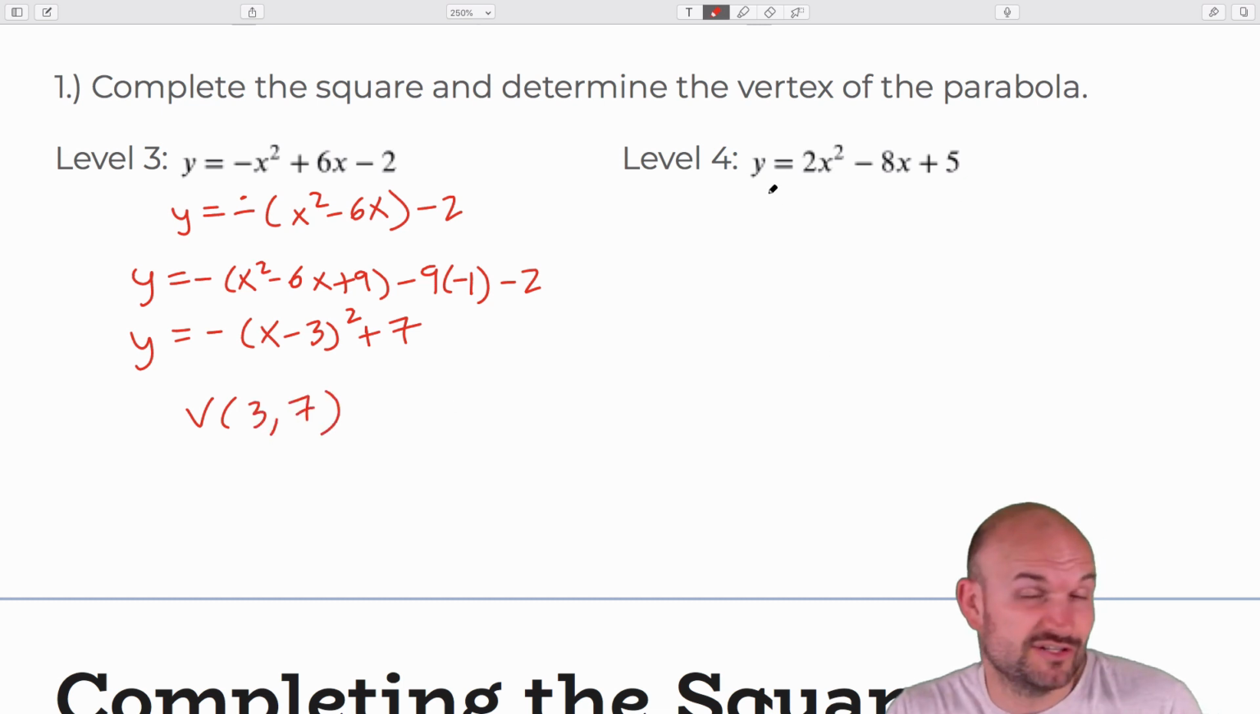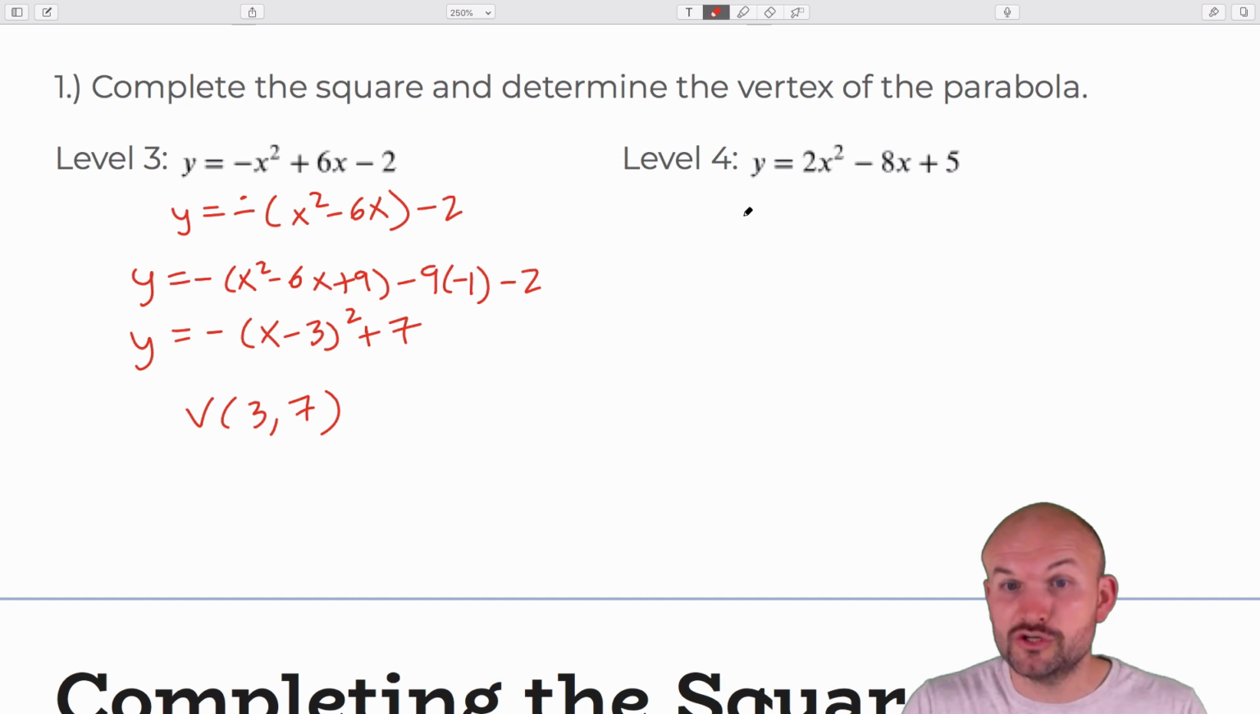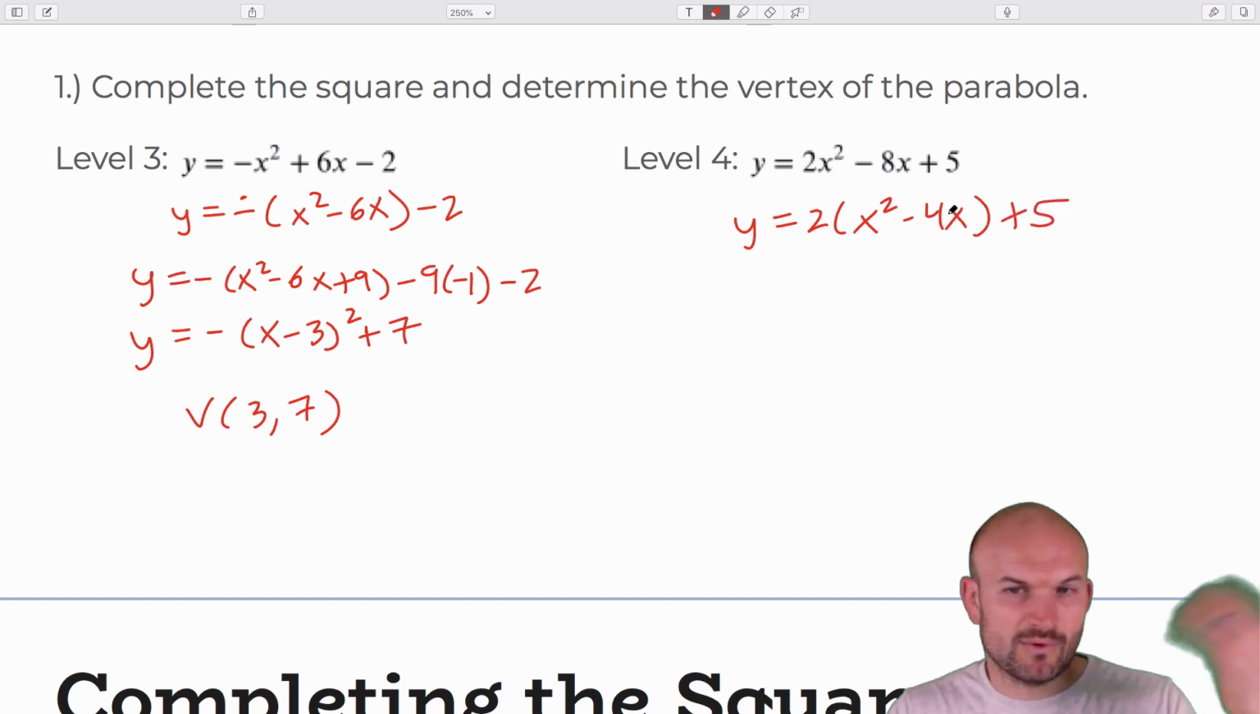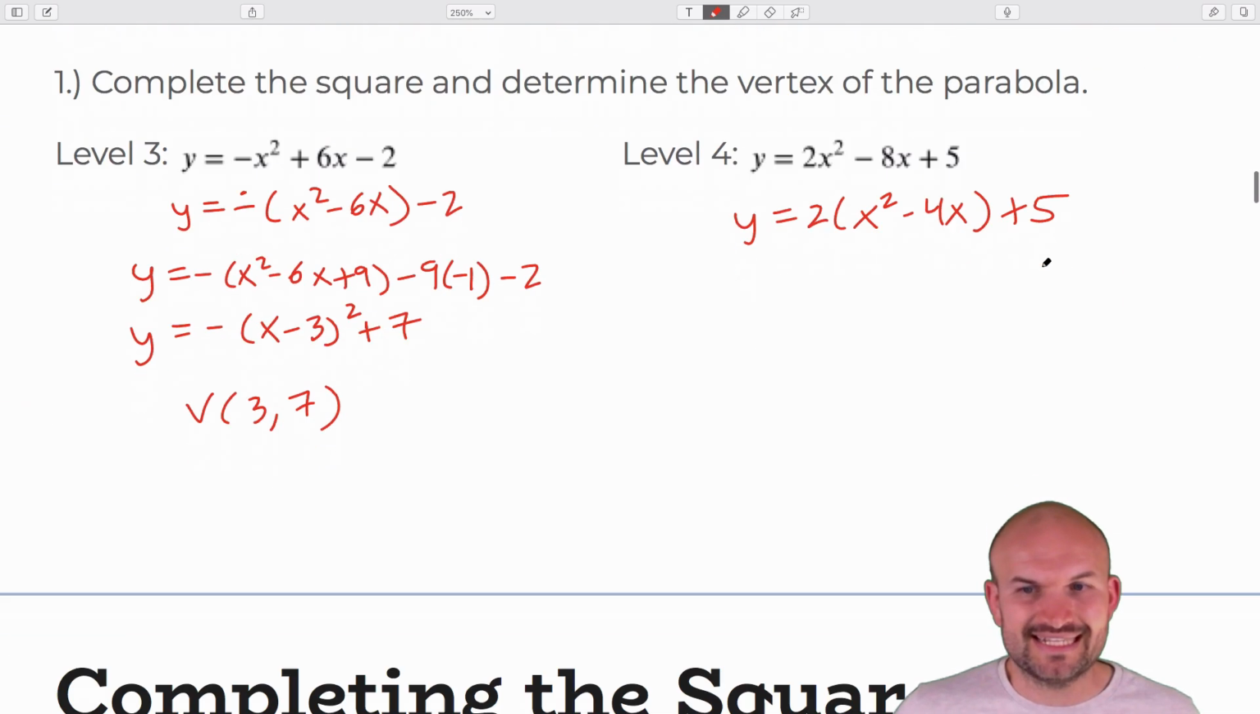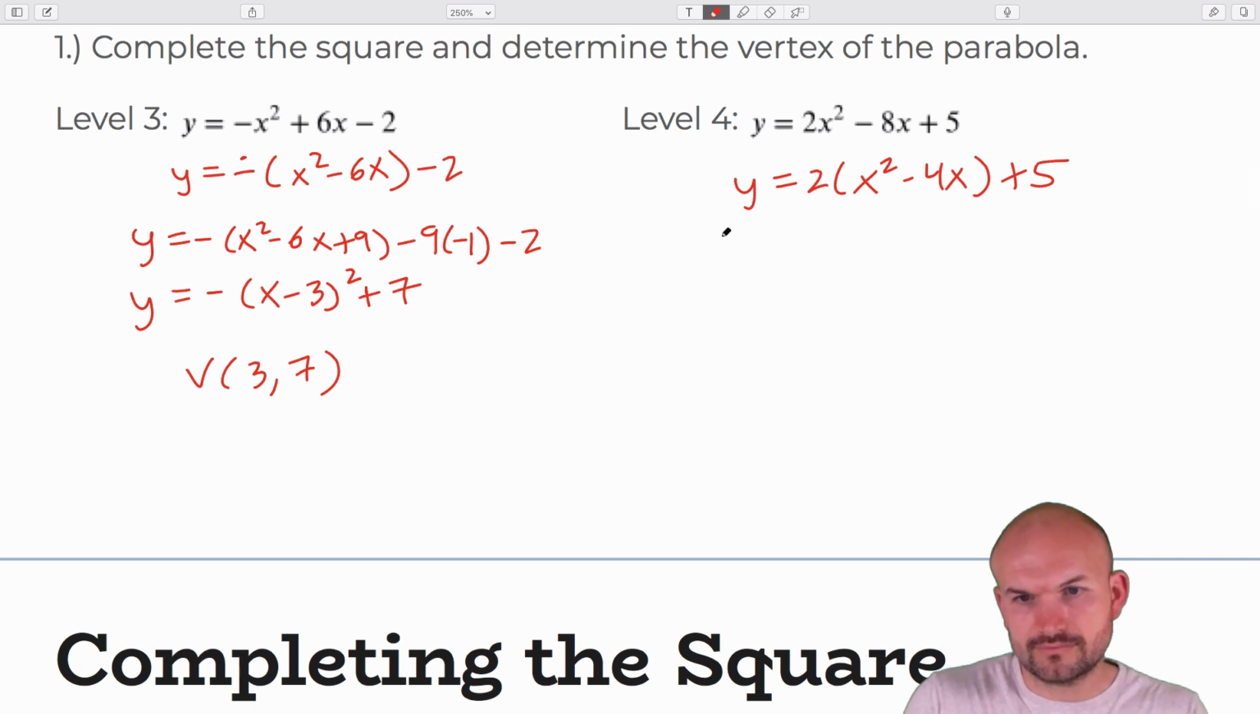In this problem, we're going to do the exact same thing. I'm going to factor out a 2 first, just like how I factored out a negative. By factoring out a 2, I get 2 times (x squared minus 4x plus 5). I'm not going to want to factor out the 5 because, again, I need to create a perfect square trinomial, right? So I have this negative 4x. I know I need to add a 4 to create the perfect square trinomial.